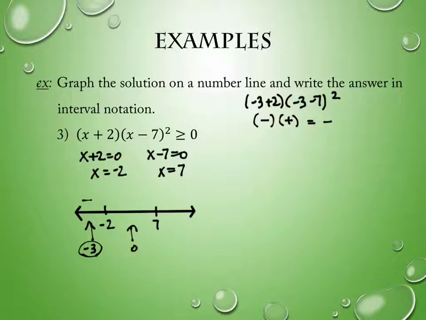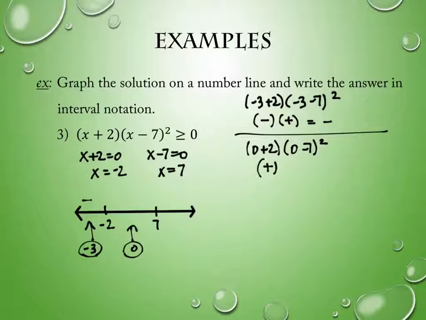We'll choose 0, of course, between negative 2 and 7. So I have 0 plus 2 and 0 minus 7 squared. 0 plus 2 is positive. And then 0 minus 7 and then squared is also positive. So this is positive. Now, normally we would expect the negative to come next. They tend to alternate. But on this one, they're not going to.